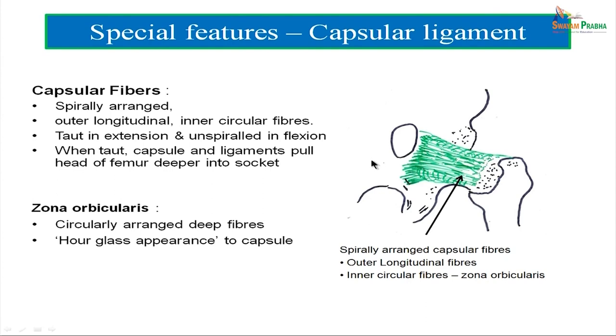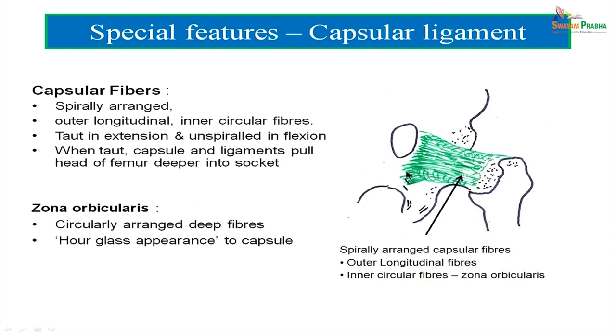The fibers of the capsule are arranged in two sets. There is an outer longitudinal set of fibers and an inner circular set of fibers. The capsular fibers are taut in extension and unspiraled in flexion. When taut, the capsule and the ligaments pull the head of the femur deeper into the socket.